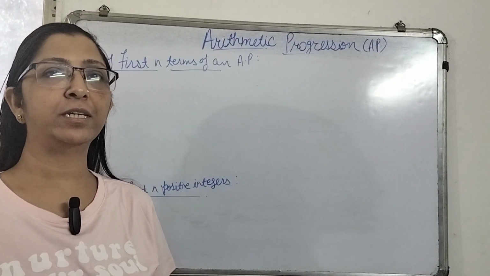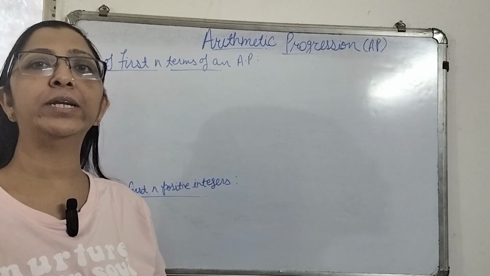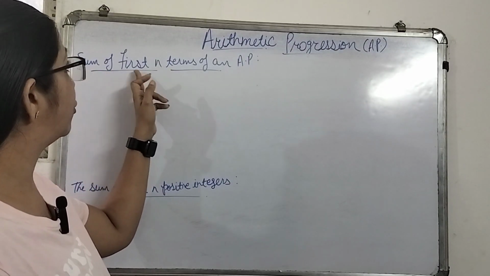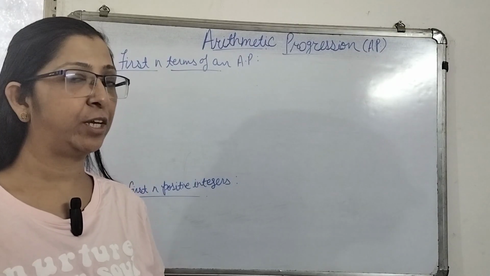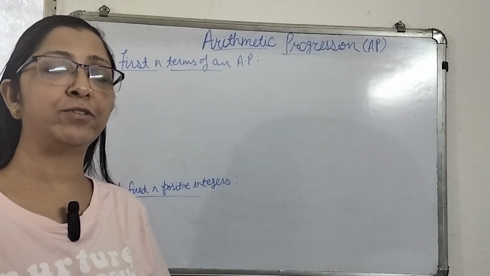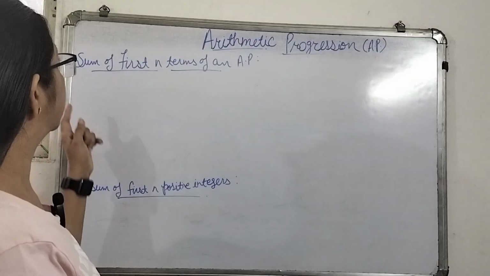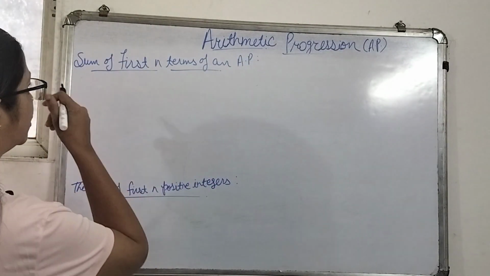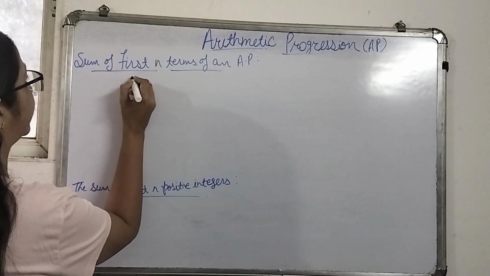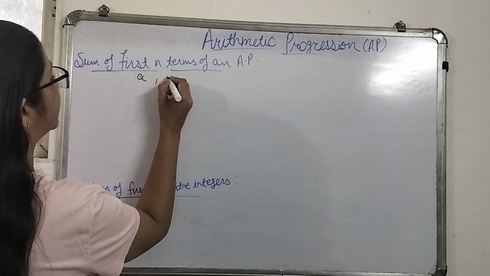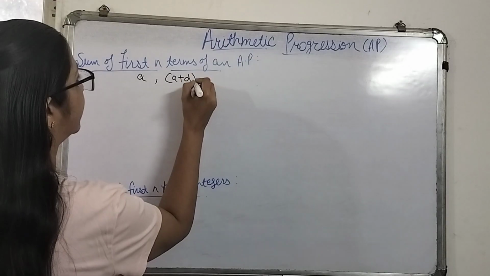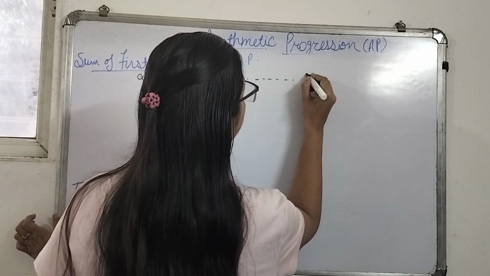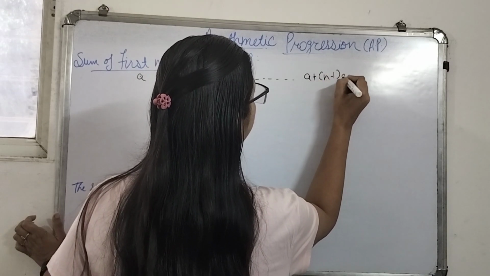Till now we have seen how to find the nth term of a given AP. Now let's see how to find the value of sum of first n terms of an AP. If an AP is given to us, a series which is in AP, then how to find the sum of first n terms of that AP. Now as we just said, the first term is a, second term is a plus d, third term is a plus 2d, and the nth term is a plus n minus 1 into d.